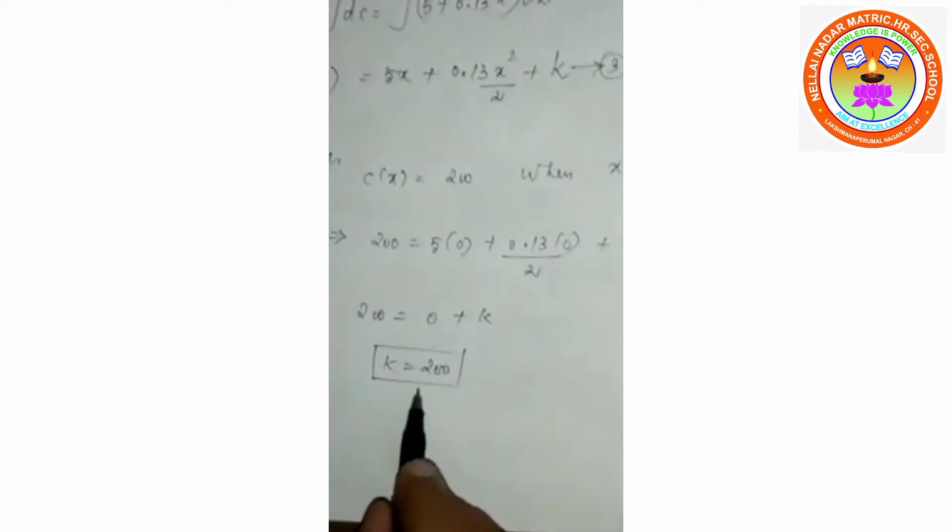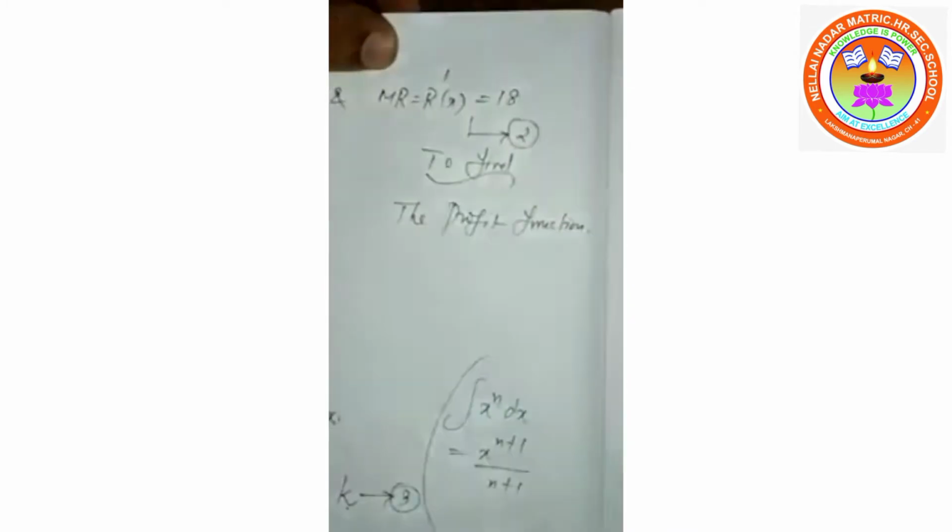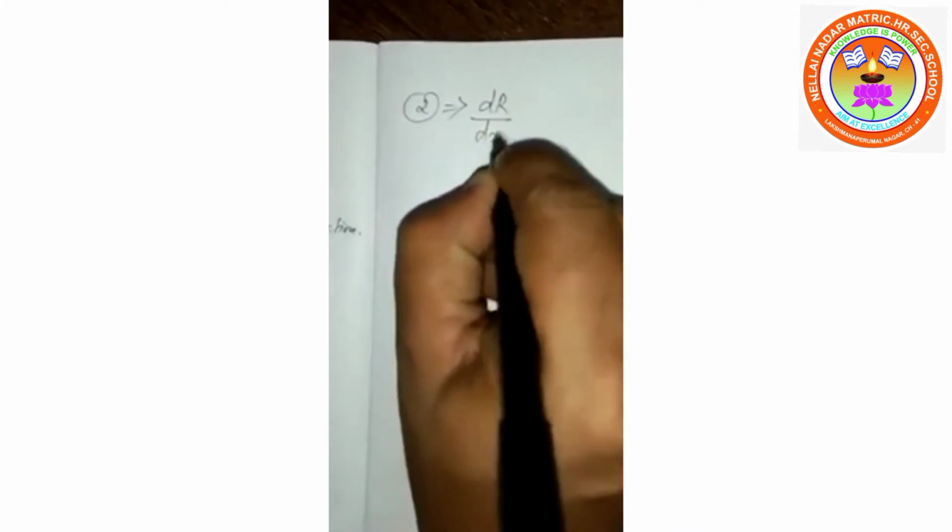I am going to substitute the value of k in equation number 3. Therefore, equation number 3 implies c of x equals 5x plus 0.13 x squared by 2 plus k. What is the value of k? 200, since k equals 200. Okay. Now equation number 2, here it is equation number 2, which implies MR equals dr by dx, that is equal to 18.